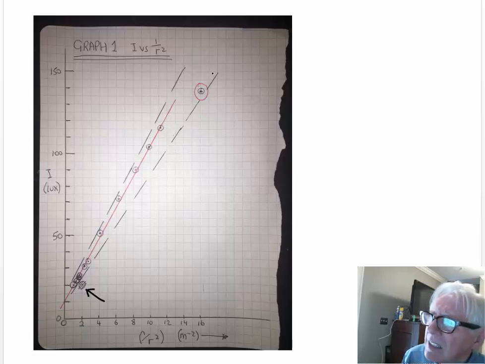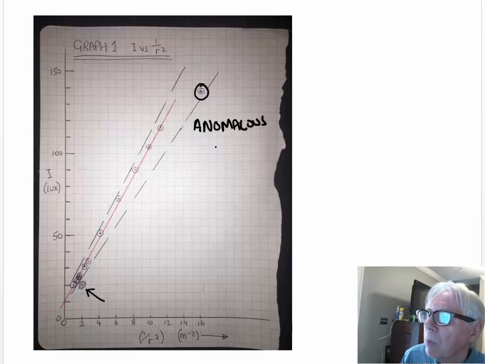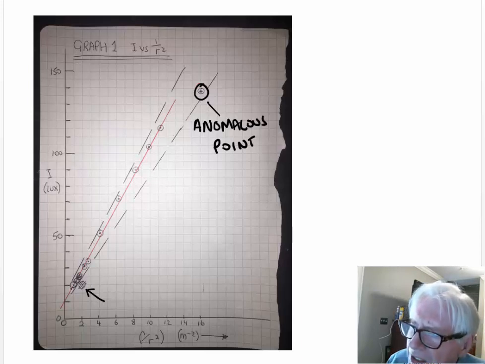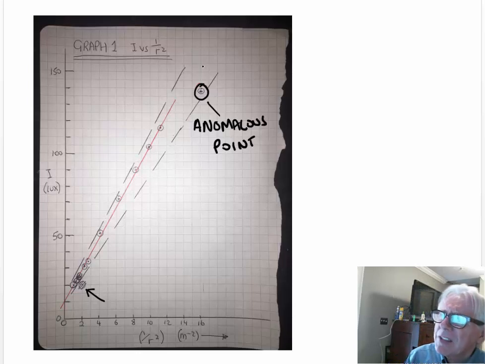But the second thing is that this data point up here is, I don't know if I can spell it, anomalous. It's an anomalous point. It doesn't follow the trend. There's this line which is reasonably linear, the red line, and then there's this guy way over here.